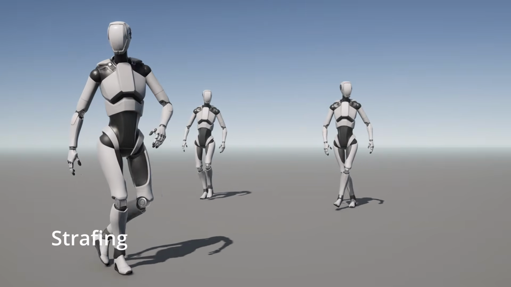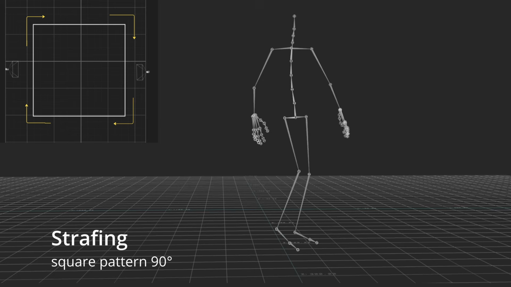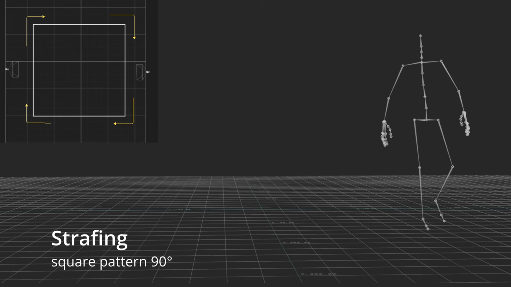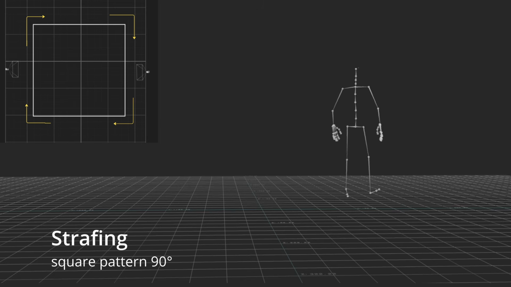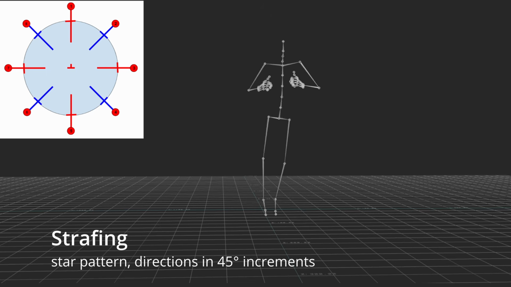For strafing, we recorded three patterns. In the diamond pattern, we cover 135-degree angle changes in both left and right. In the square pattern, we cover 90-degree angle changes both left and right. And then the star pattern covers all directions, both forwards and backwards.